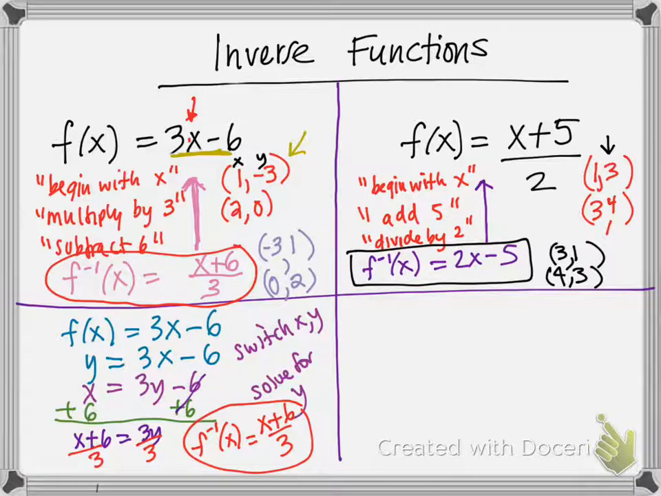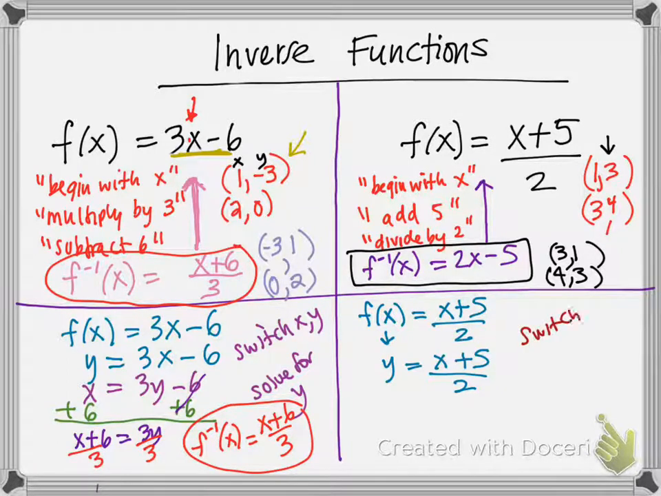So to find this one more way, you can take the original function, which is x plus 5 over 2, replace f of x with y because they're exactly the same thing. Then you switch the x and the y, right? So switch the x and the y. So x equals y plus 5 over 2. And then you solve for y.